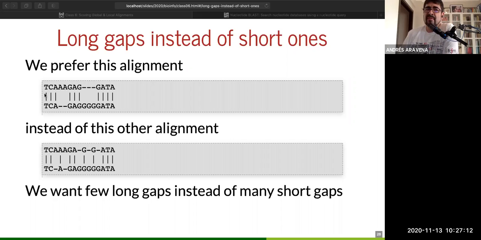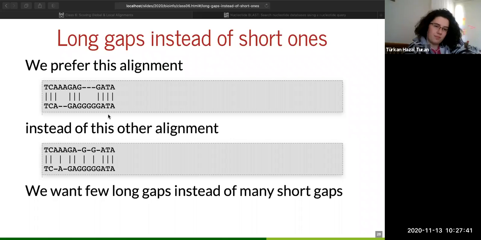Okay, you have a point here that is a language problem. The sequences don't have gaps. The alignments have gaps, and this is an important difference. The sequence is TCAAAGAGGATA. The sequences are the same here. The first sequence in every block is the same, and the last sequence in every block. The alignments are different because the alignment puts the gaps.